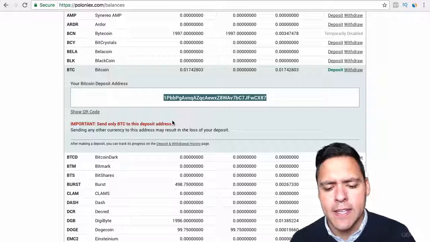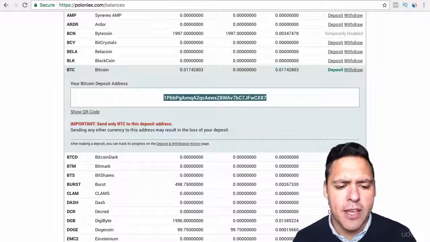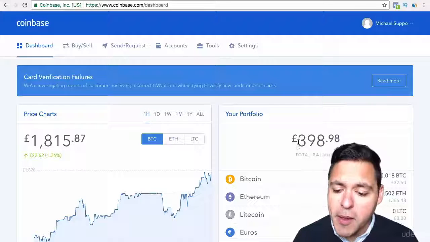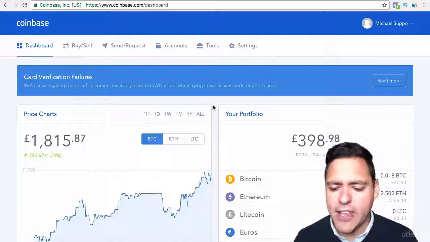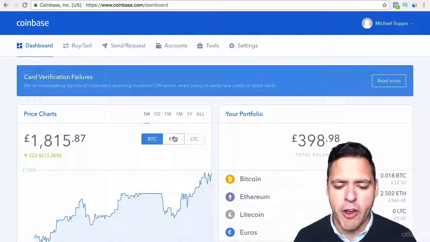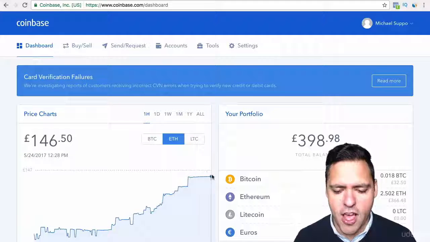Okay, so there we are. That's how you do it. So we'll now go back to Coinbase and look, my money's already gone up. That's amazing. That's because it's in Ethereum, and Ethereum's really growing right now, as you can see. Look at that, the rise.